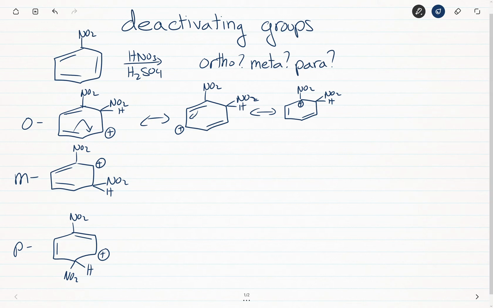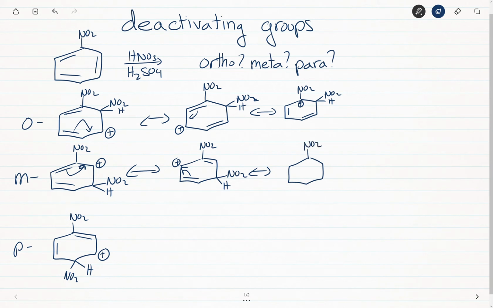Let's do the resonance structures for meta. And one more time, three resonance structures for meta.